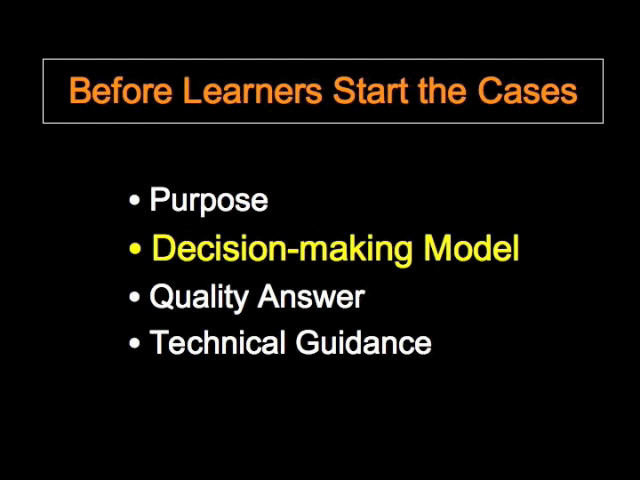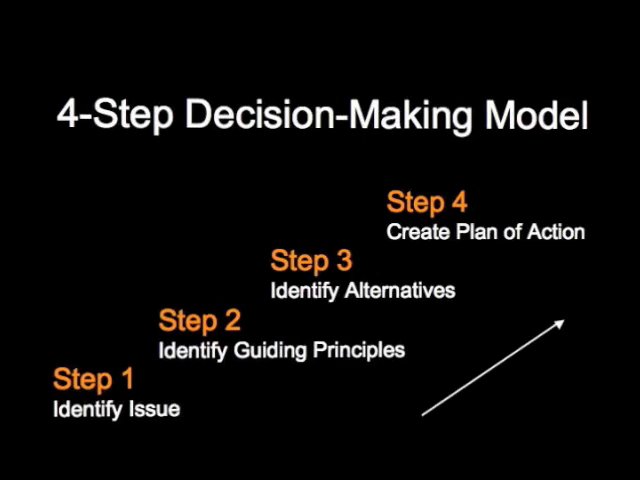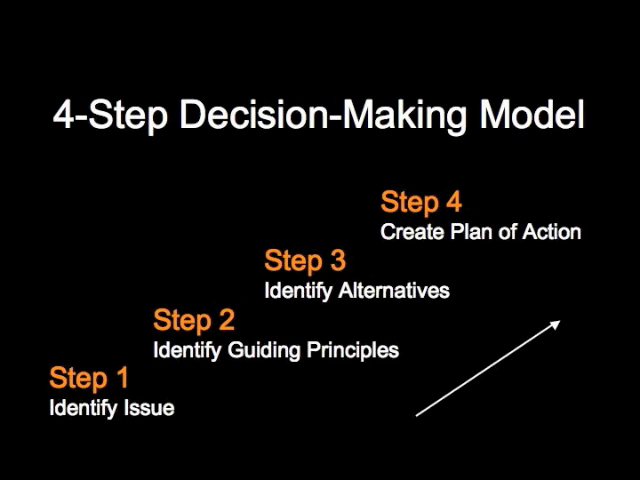This video will focus on the ETPIS case's decision-making model to be explained to learners before they begin their work on the case. The ETPIS cases use a four-step decision-making model that includes identifying a fundamental school issue, determining principles to guide the decision-making, suggesting alternative solutions, and selecting the best alternative and creating a plan of action.